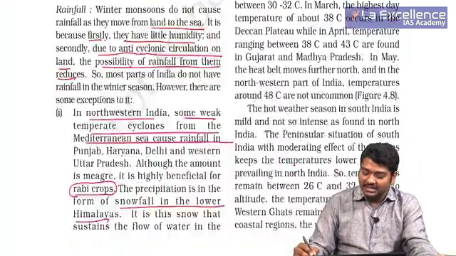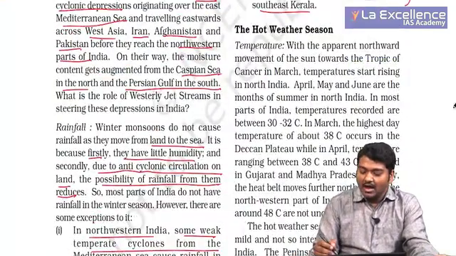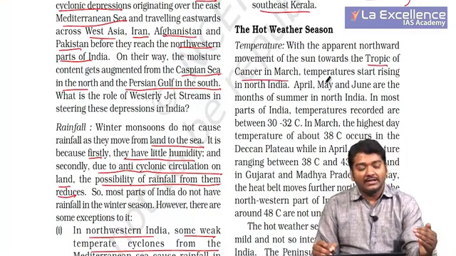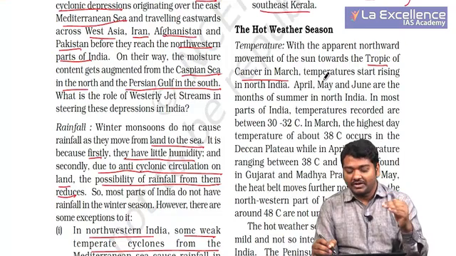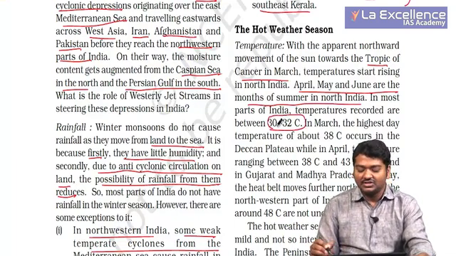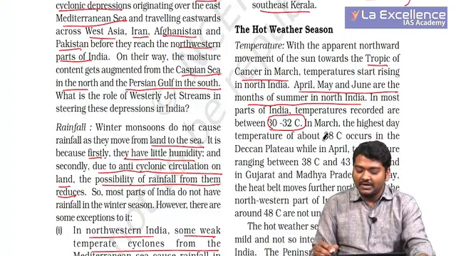Then let us take the hot weather season. With the apparent northward movement of the sun towards the Tropic of Cancer in March, that is, at the equator, March 21st, it will usually fall. April, May and June are the months of summer in North India. In most parts of India, temperature reaches 30 to 32 degrees Celsius. In March, the highest temperature is about 38 degrees Celsius.